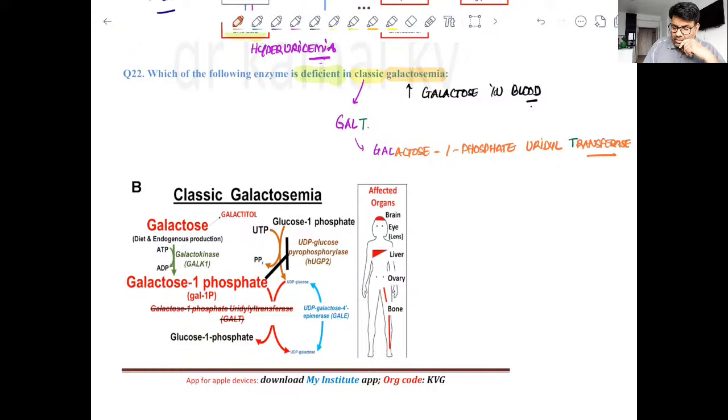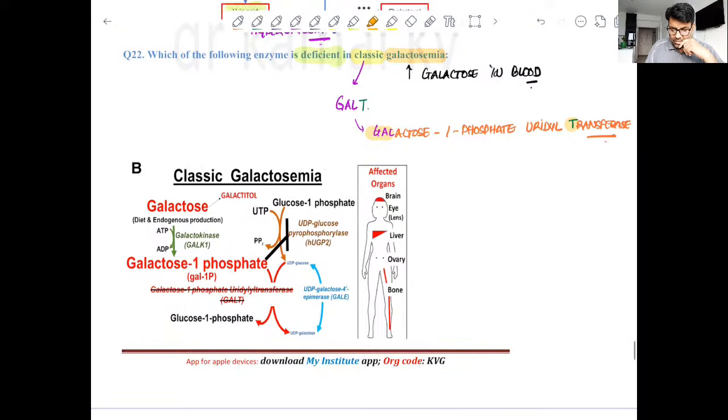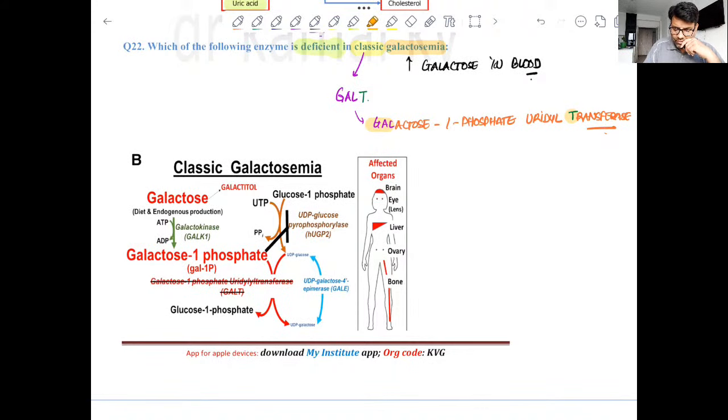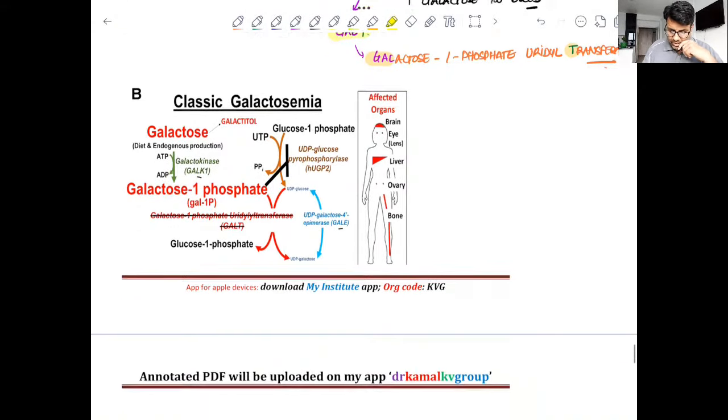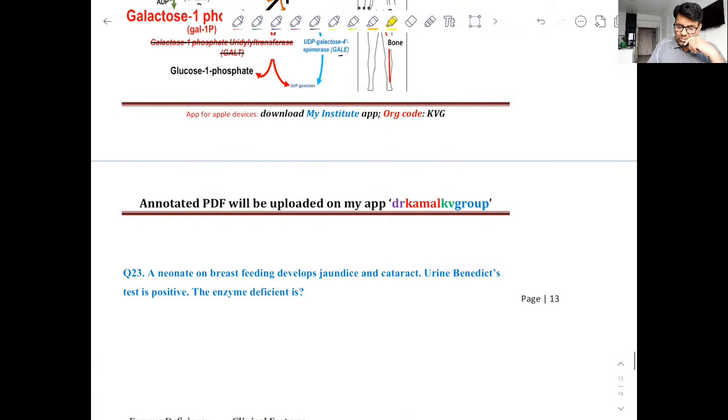Right? So this is the enzyme which is deficient in classical galactosemia. Apart from this, there can be deficiency of GALC or GALE, right? But please remember GALT for classical galactosemia. Right? Moving forward to next question.